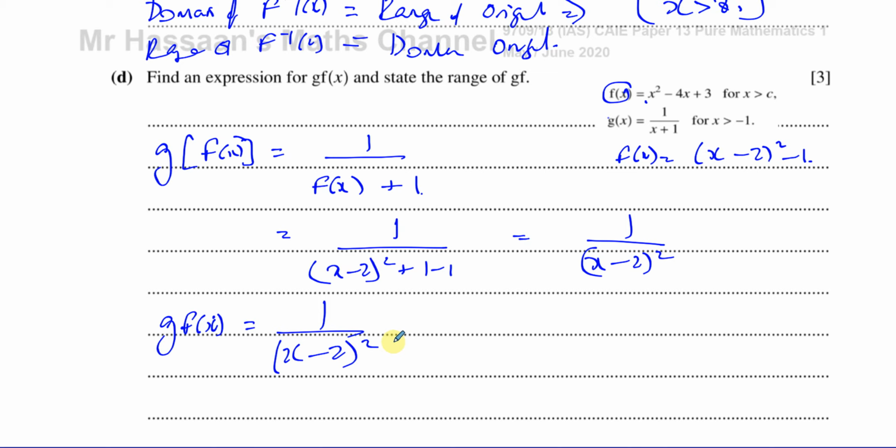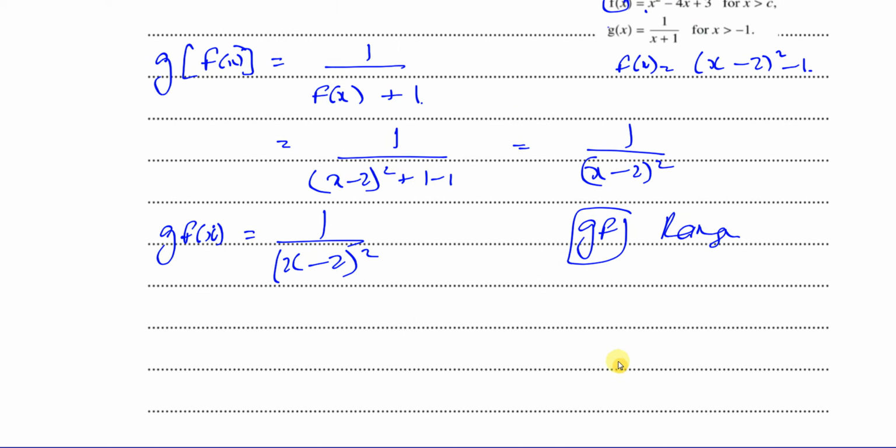Now it says state the range of the function gf. We've got to find the range of that function, so we're going to think about the output of this function. There are two ways I can think about this. One way is to think about it in this way here, which I will show you first.